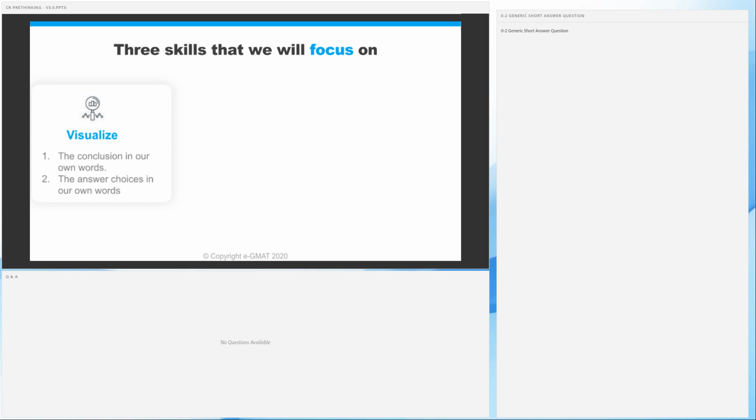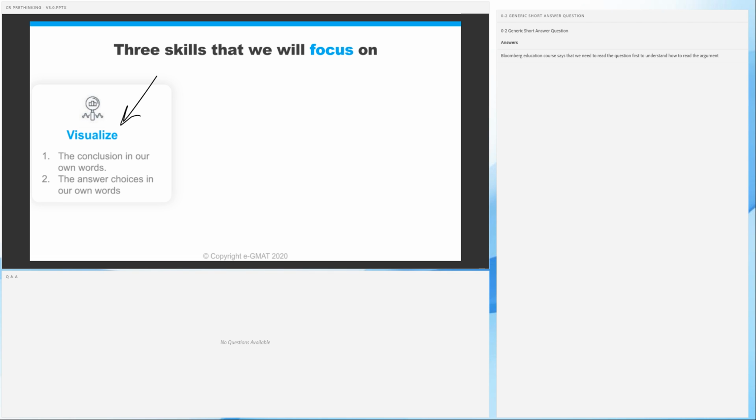Now, pre-thinking is not an end-all. It's not a magic bullet which will help you get to every question. It requires a certain foundation, and this slide describes what those foundational skills are. One of the most important skills in the context of GMAT verbal is the ability to visualize information. Visualization means when you read a piece of information, even a single sentence, you imagine it happening in front of your eyes.